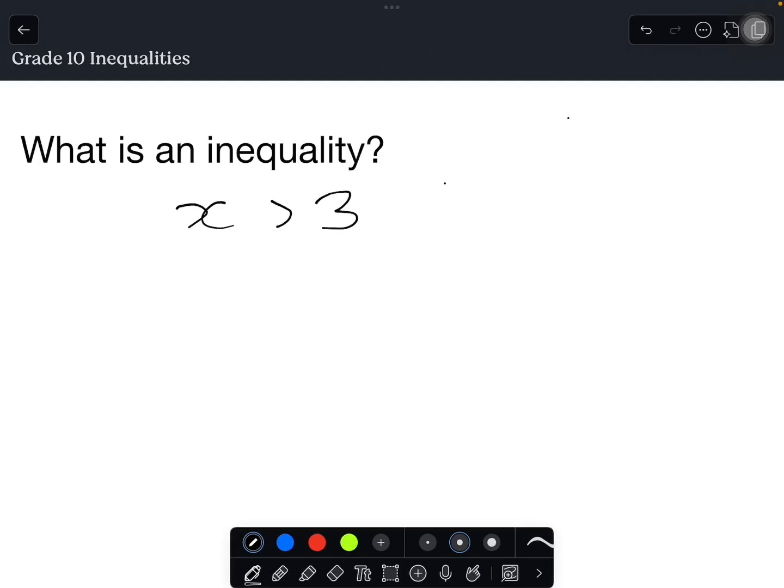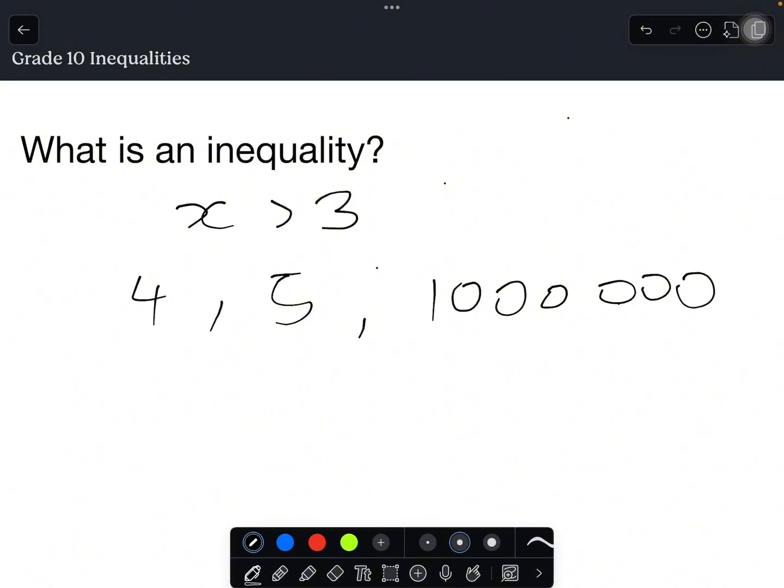Now what we're saying is there is a number, we don't really know what the number is, but it's defined as being greater than 3. So it's not one specific number. It's all the numbers greater than 3, which would be 4, 5, 1 million. All these numbers are greater than 3.